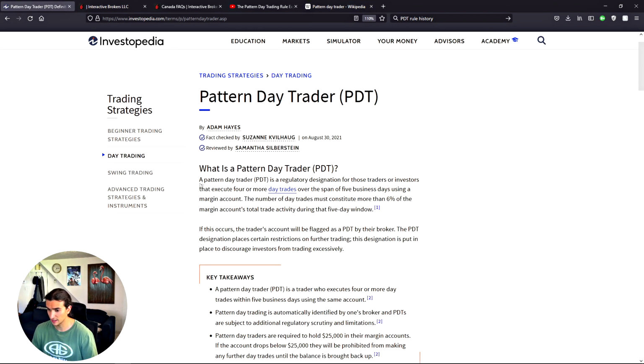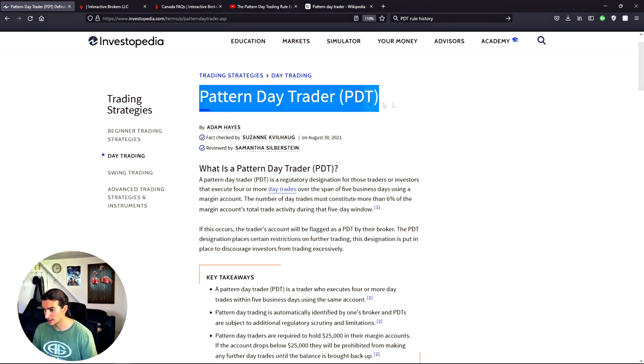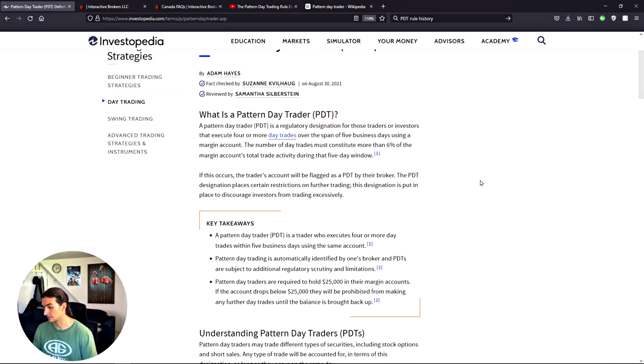The rule basically states this: a pattern day trader is a regulatory designation for those traders or investors that execute 4 or more day trades over the span of 5 business days using a margin account. What this rule is stating is that you cannot take more than 4 trades over the span of 5 business days, or your account will be flagged as a pattern day trader account, and then they can lock you out.